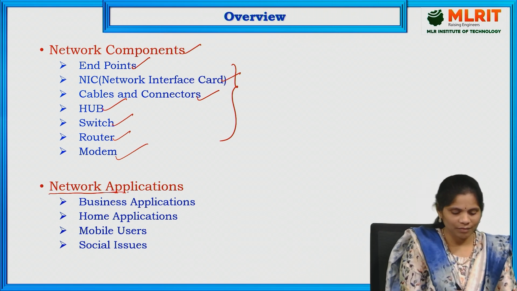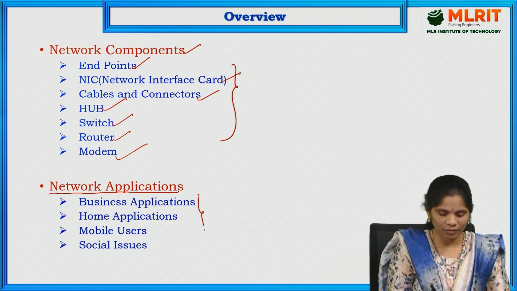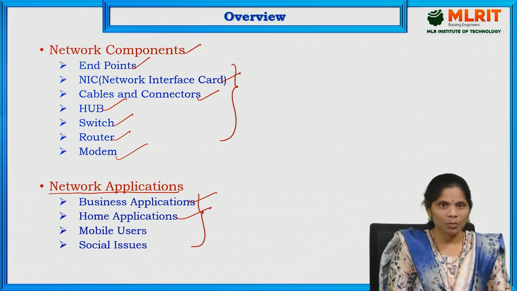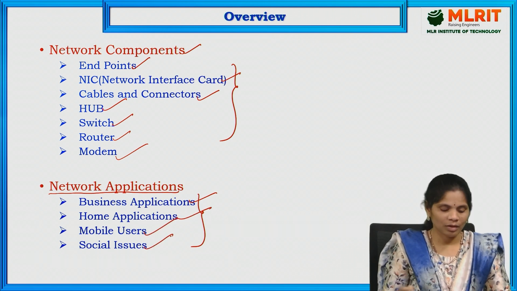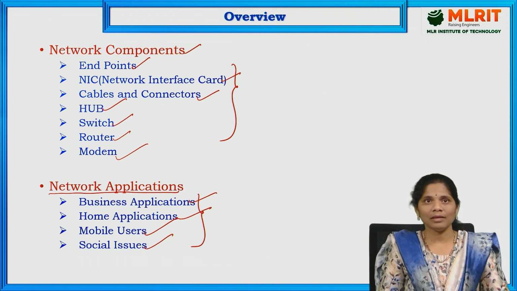Next, we will discuss network applications. What are the different types of network applications we are using in computer networks? Those are business applications, home applications, mobile users and social issues. These applications we are discussing in today's session. First, let us see network components.